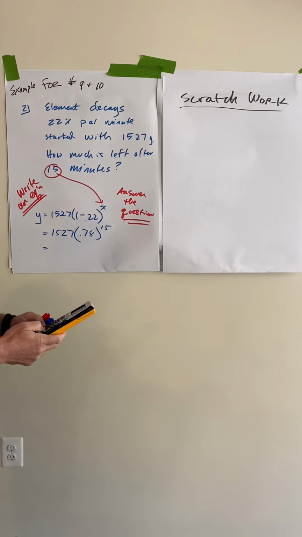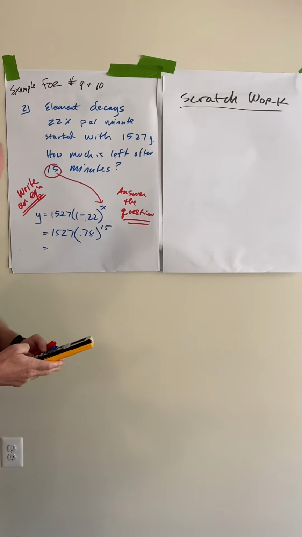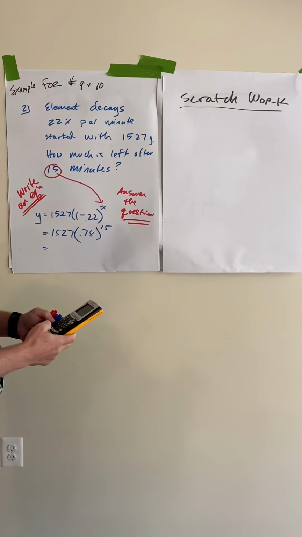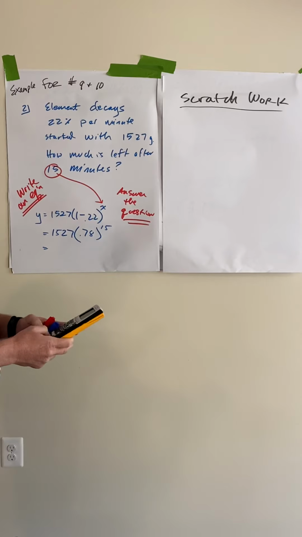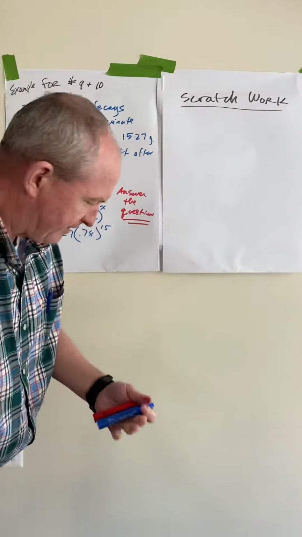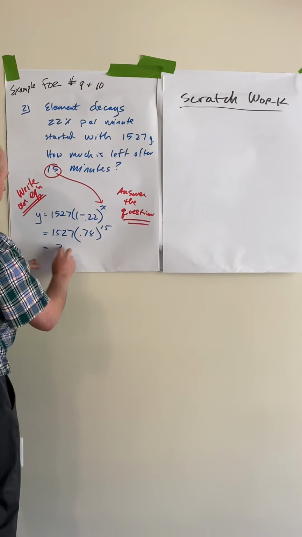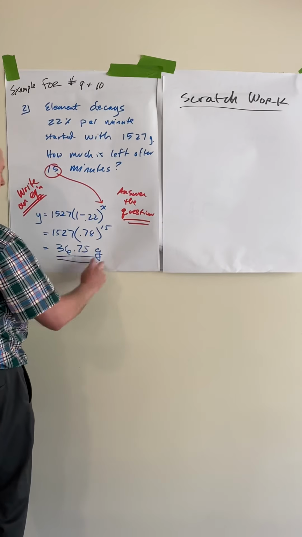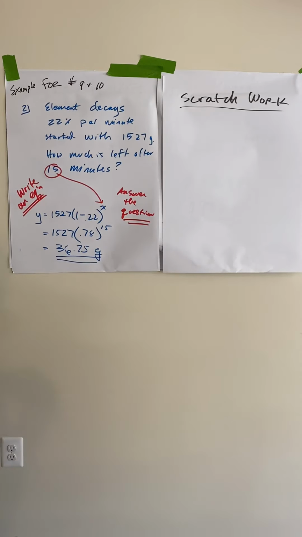1527 times 0.78 to the 15th power. We get, that's not right. I hit the wrong button there. Let me try that again. 1527 times 0.78 to the 15th. And this time I got 36.75. 36.75 grams. That's how we do one like number 9.